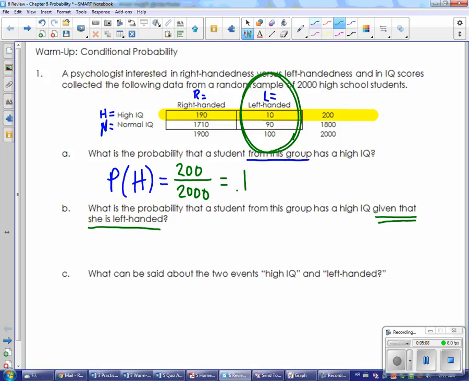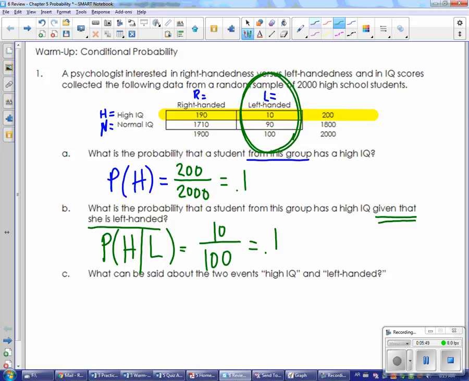So when I express this as a probability in notation, I'm still looking for the probability that the person has a high IQ, but I also have to include my given information. And the given information always comes behind that vertical line. So I'm looking at the probability of choosing someone with a high IQ if I already know the person is left-handed. From the 2A table, I'm no longer dividing by the whole group of 2,000. I'm only dividing by the people that write with their left hand, and there are 100 of them. And of that 100, I want to now look at how many have a high IQ, and there's 10. And 10 out of 100 is still 10%.